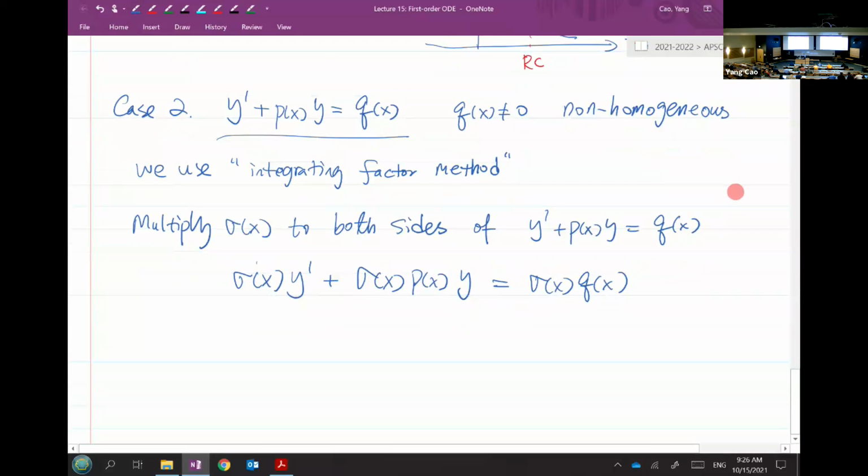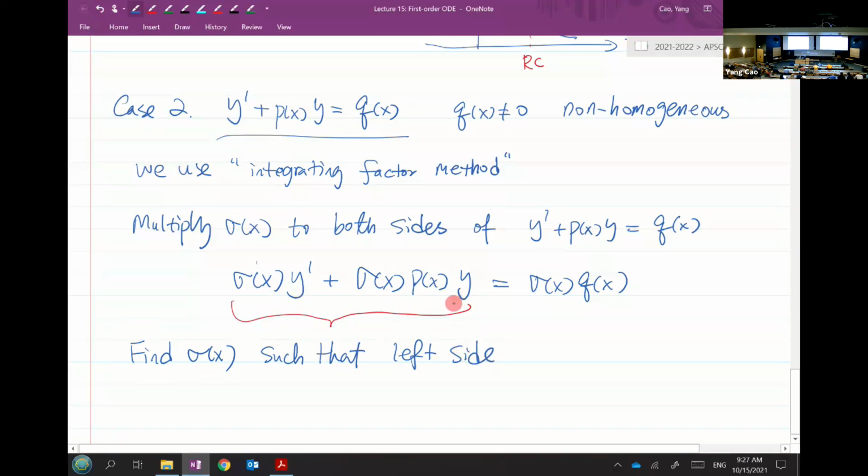Now, once we get this step, the next step is we want to find an appropriate function sigma of x so that the left side, which is these two terms here, can be rewritten as the derivative of sigma times y. That's the objective. And you might wonder, how could you do that? Yes, it could, and you'll see why. Right now we're considering the whole thing as a function of x, so you're just taking the derivative of sigma times y with respect to x.